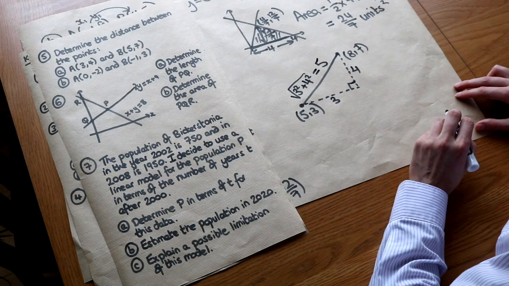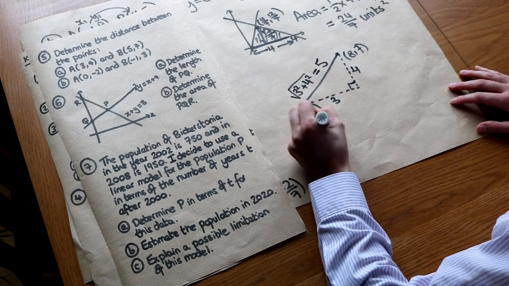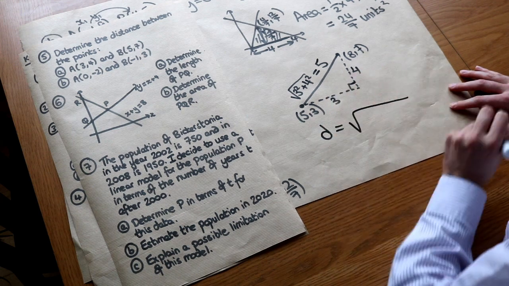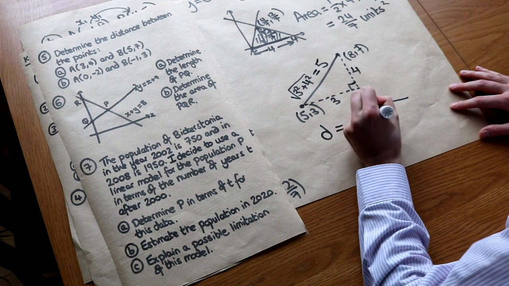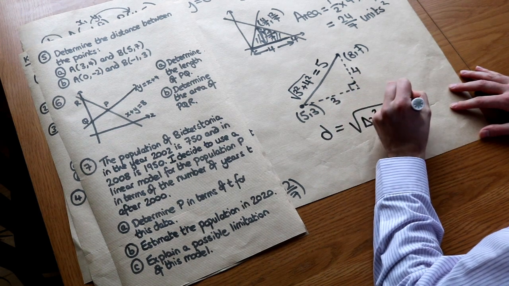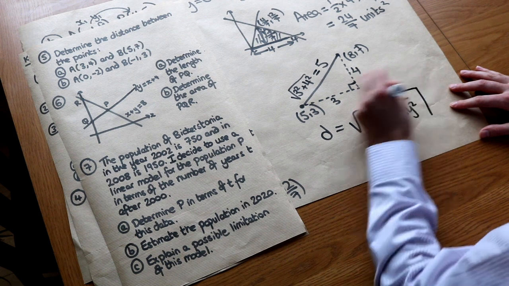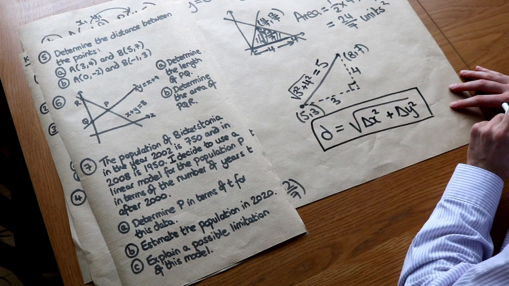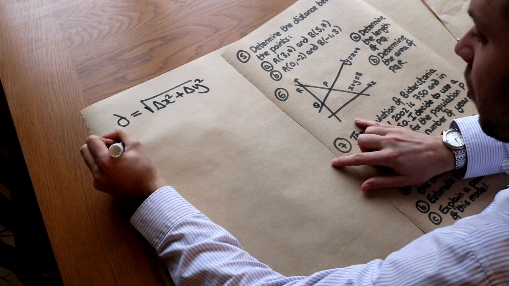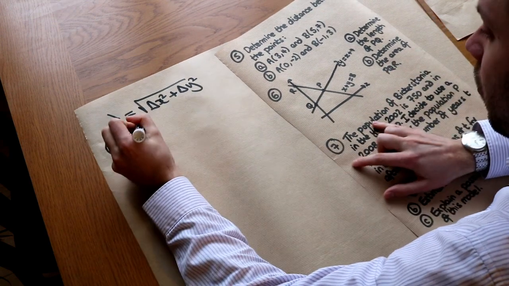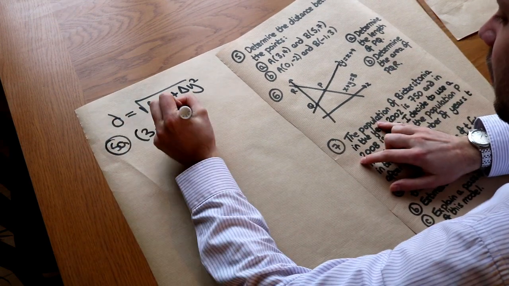So more generally, the distance between 2 points is equal to the square root of the change in x squared plus the change in y squared. And that is a key formula. So let's use that formula on these two problems here. We've got 3, 4 and 5, 7.